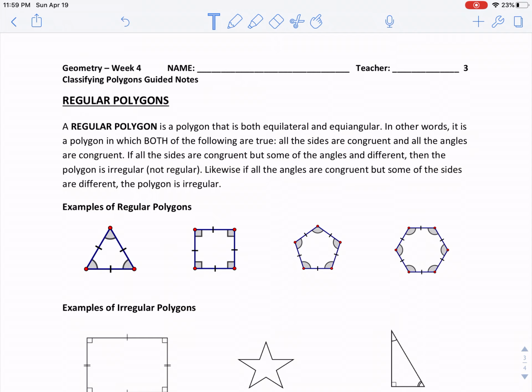Next we have what's known as a regular polygon. For a polygon to be regular, it has to be equilateral and equiangular. Here's what that means.